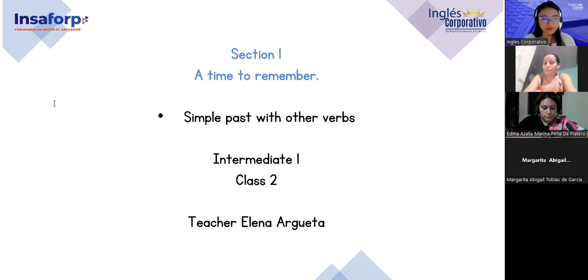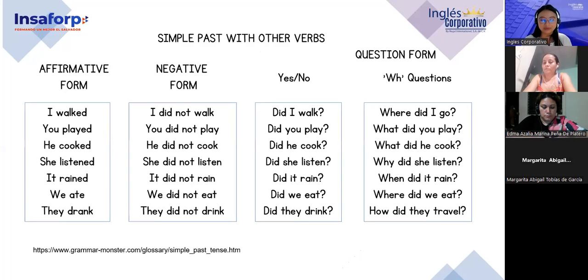If you see with other verbs, I am going to group those verbs in regular and irregular verbs. Okay? So this is what we're going to present right now. Take a look at the information that I have here.